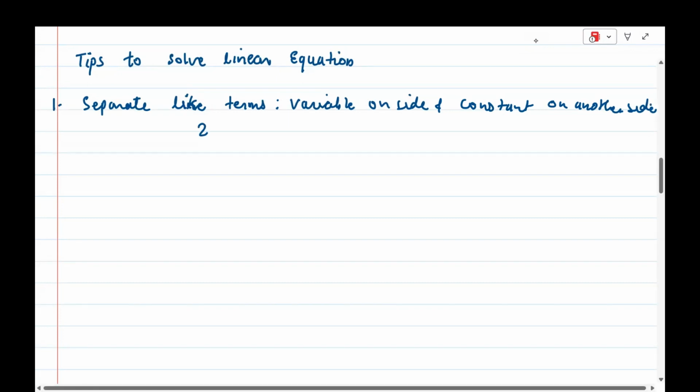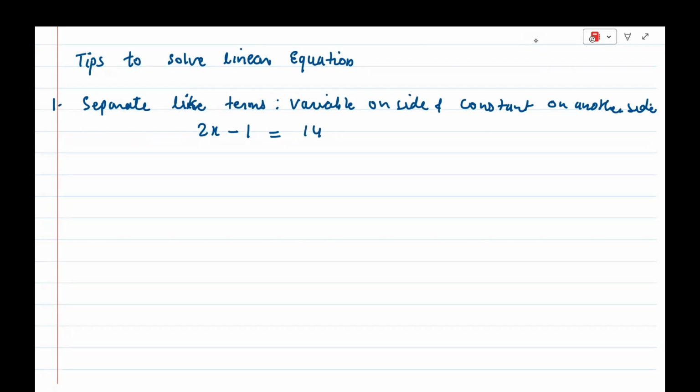Like if I have 2x minus 1 and then 14 minus x. So these two are variable. Transfer them on one side. I'm transferring variable on left and constant term on right. So minus will go that side.